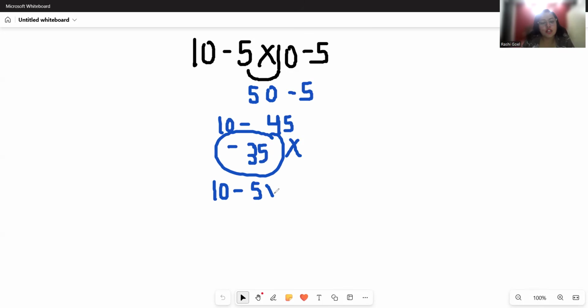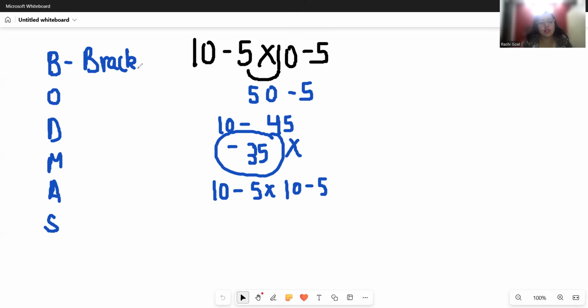When in an expression you have given multiple operations like subtraction, multiplication and then subtraction, then you have to always follow the BODMAS or PEMDAS rule. Comment down below in your country what you call it. As per the BODMAS rule, first you have to solve the bracket, then order or of, then division, then multiplication, addition, and subtraction.